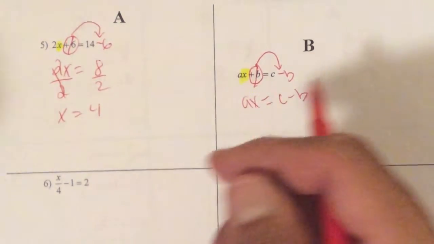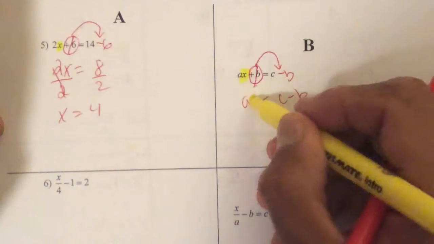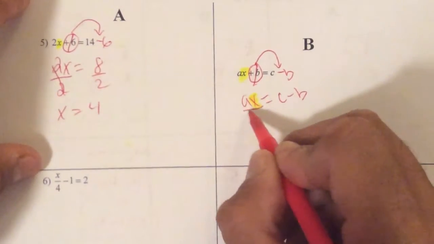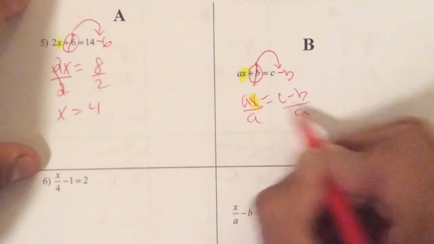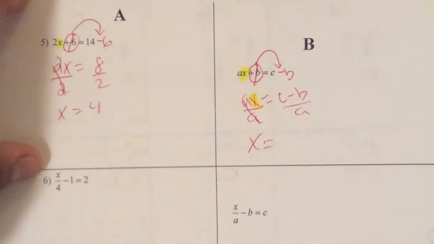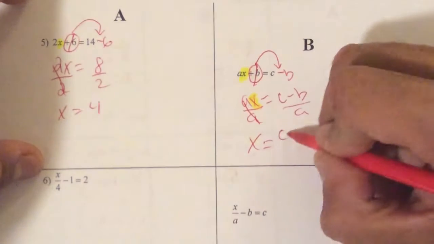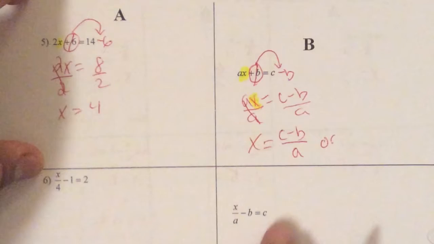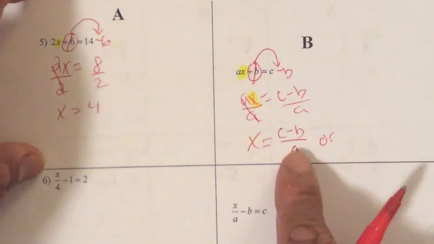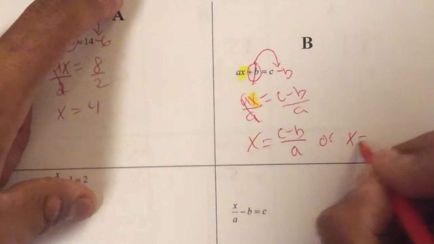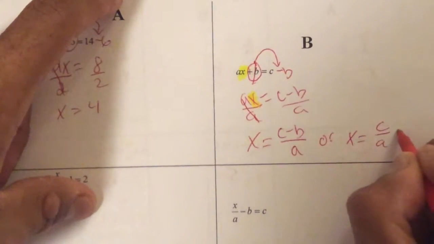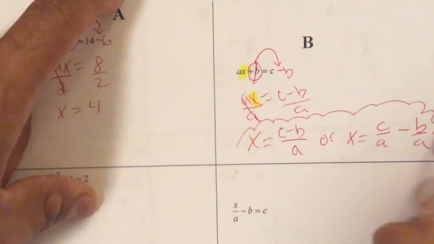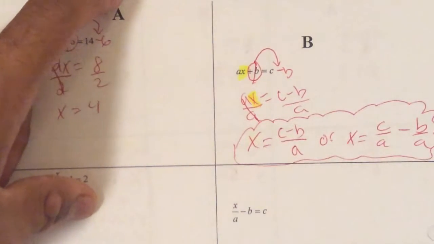Now, next thing I need to do is move the number that's right beside the x, the a. So the opposite of multiplying by a is to divide by a. So x equals c minus b over a. Now, this could be a valid answer, or you can also break this up into two fractions. So it could be x equals c divided by a minus b divided by a. So both of these are valid answers. You just gotta pick and choose which one you like. Okay?